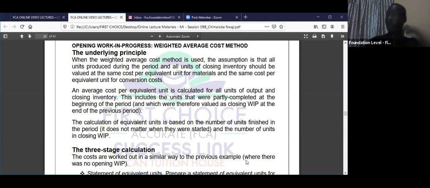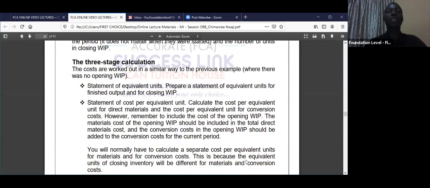So they're using one cost, unlike when we are using two costs. This includes the cost that we are partly converted at the beginning of the period and which were therefore valued as closing stock at the end of the previous period. So the calculation here involves a three-stage calculation. All right, look at the three-stage here.